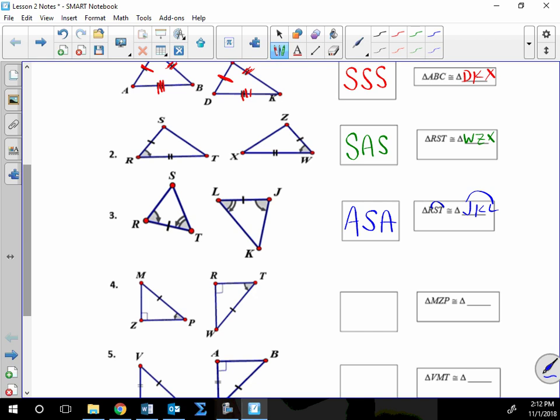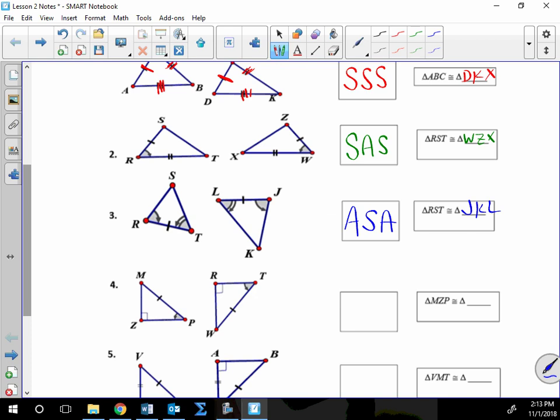Oh, sorry, RT. RT should match up with JL. So you can do that quick check. A lot of times when students get these wrong, they get back to their assessments, they're like, oh no, I meant to do it in a different order. So writing it out and checking it is going to save you some credit. What did we say? JKL, is that what it was?